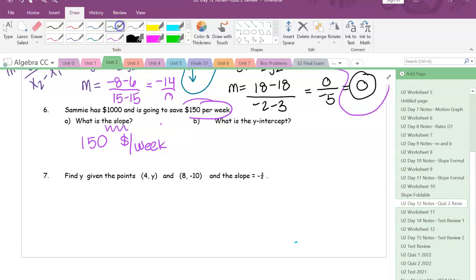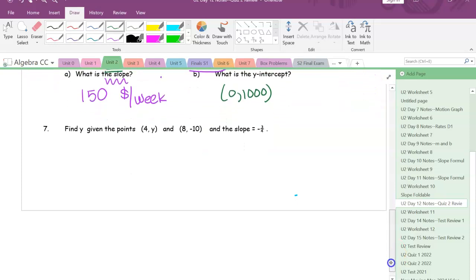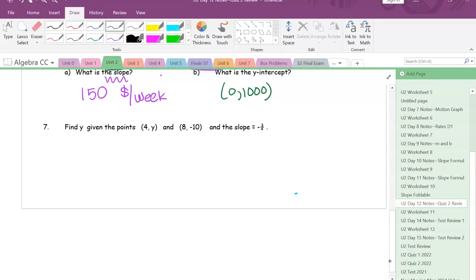What's your y-intercept? Well, your y-intercept is like your starting point. It's how much money that you started with, which is 1,000. Again, make sure you have your 0 comma. All right, and finally, our last type of problem. This is what we learned about yesterday. So this is a different type of problem because we're finding the coordinate when you're given your slope.